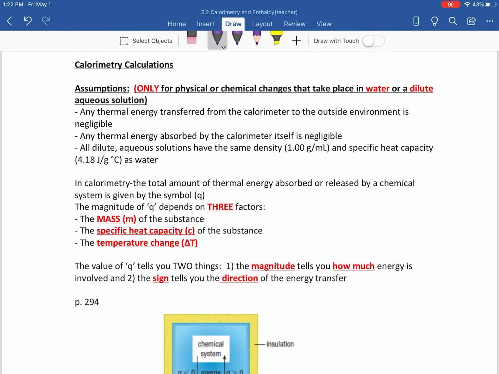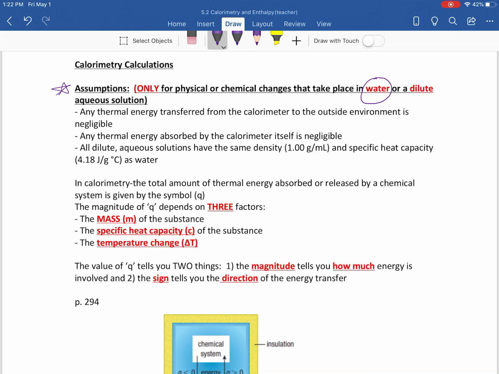Now comes the fun stuff. I love it. Calculations. So we're going to have some assumptions. Dun, dun, dun. These assumptions are if we're measuring heat transfer and physical or chemical changes. We are not, in the confines of SCH4U, going to be dealing with nuclear change. That's beyond my pay grade. That is definitely beyond your pay grade. So physical and chemical changes that take place in water.